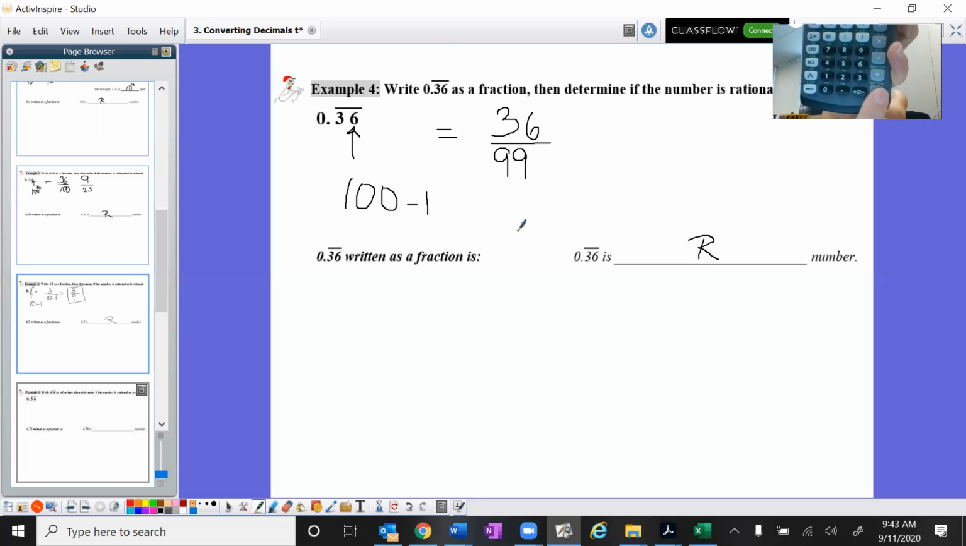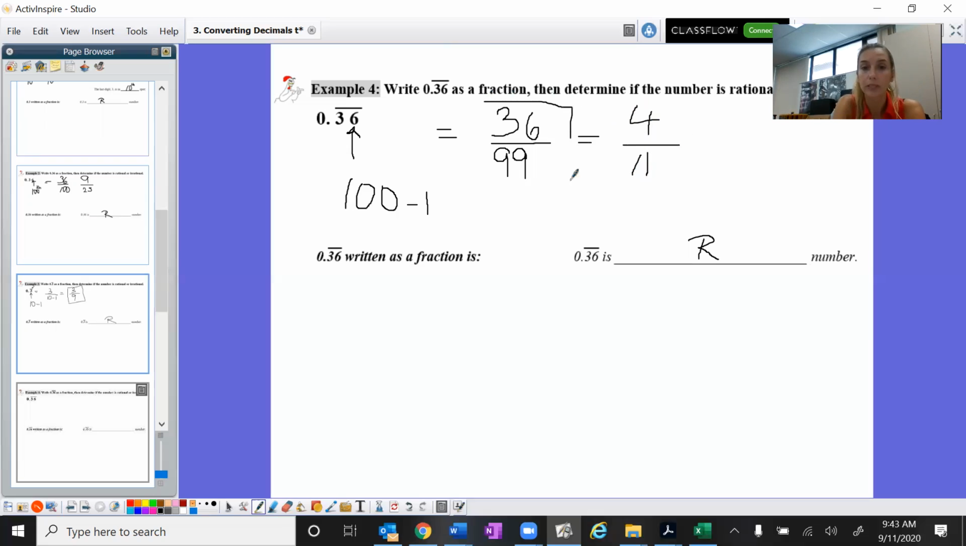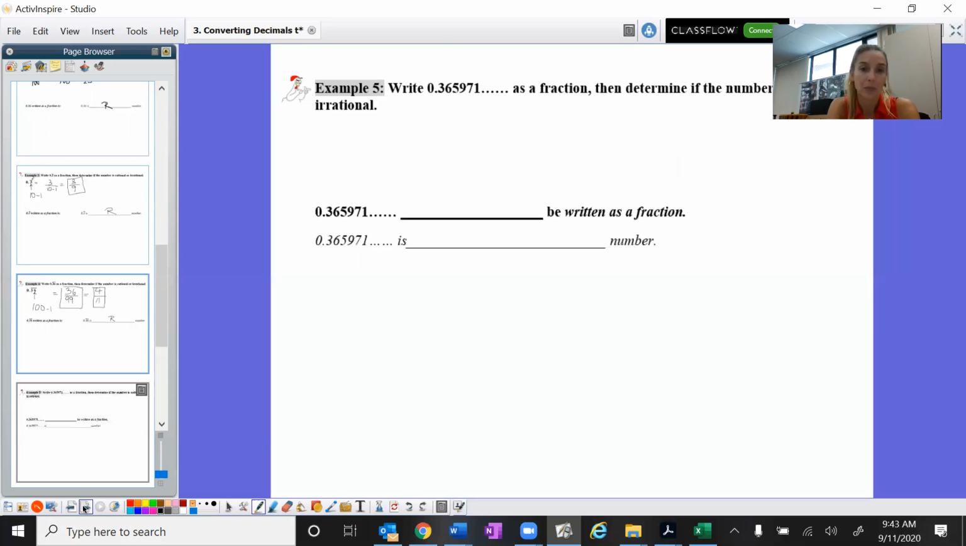Now I'm going to press the equal sign, and there's my answer, 4/11. So the answer after I simplified it is equal to 4 over 11. I would accept both of these answers. I prefer the simplest form, so make sure you have the calculators, okay? Let's look at the next example.